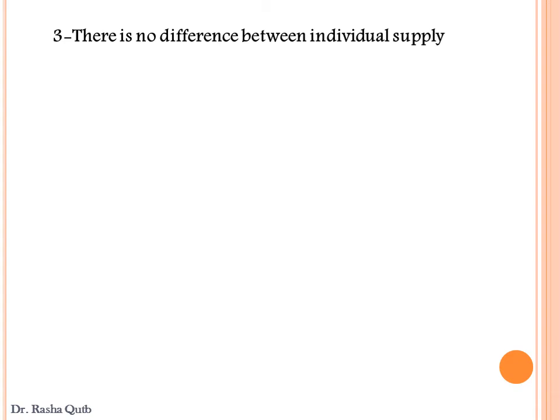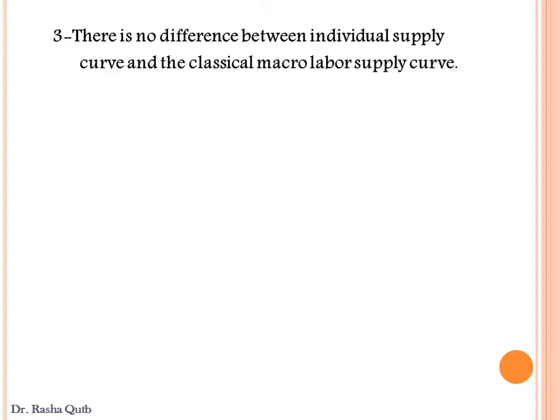Number 3, there is no difference between the individual supply curve for labor and the classical macro labor supply curve. This sentence is false. Actually, there is a difference between the labor supply curve according to the classical thought and the individual supply curve for labor that is studied in microeconomics.